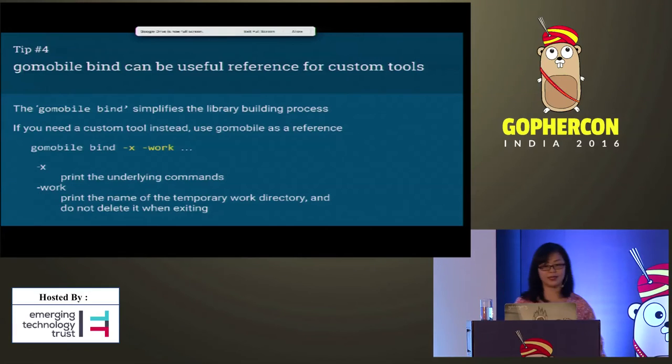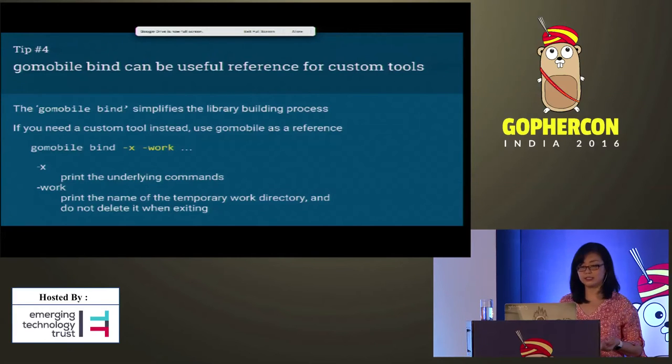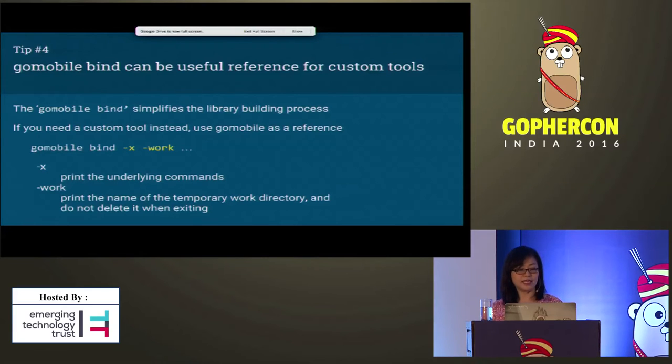And the fourth tip: gomobile bind simplified the library building process, so I could complete this app development within a day. But in some cases, you still need a custom tool. In that case, gomobile can be used as a reference. The gomobile bind -x and -work flags will print the underlying commands and the name of the temporary work directory, and it will not delete any of the temporary files when it exits. So you can inspect what's going on, and then you can develop your own custom tool. So that is the last tip.